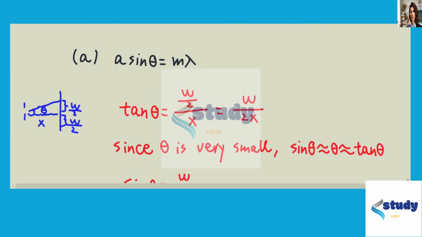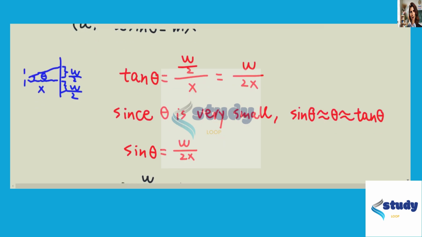Okay, so for this question, we can use the maximum intensity equation, which is a sine theta is equal to m lambda. Lambda is the wavelength, m is just the number, sine theta is the sine function, and a is the width of the slit. Therefore, we have tangent theta is equal to omega divided by 2 over x, which is equal to omega divided by 2x. It's shown in the graph here. So x is the distance between the screen and the slit, and omega is the distance on the screen between the two minima on either side of the central maximum.